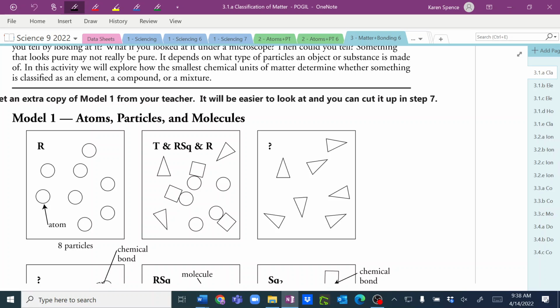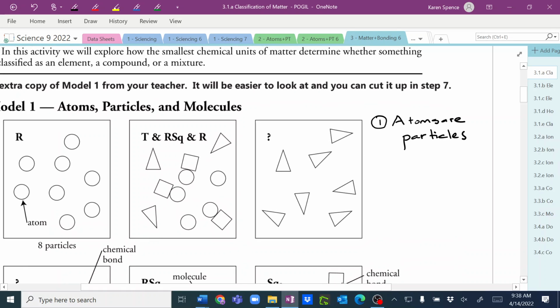So we have here this model that you looked at last class that wasn't the test in terms of atoms and particles and molecules. A couple of things that I hope you picked up from this is that number one, atoms are particles. Yes? Yes. Are molecules particles? Yes, they are.